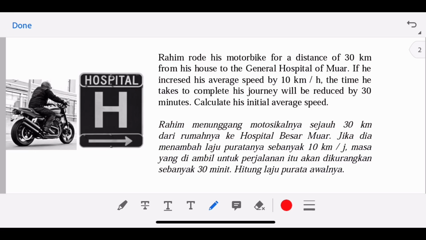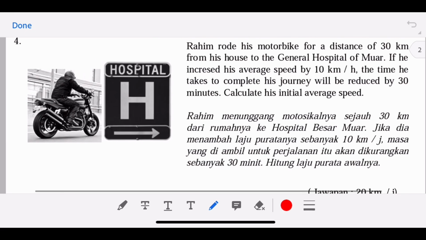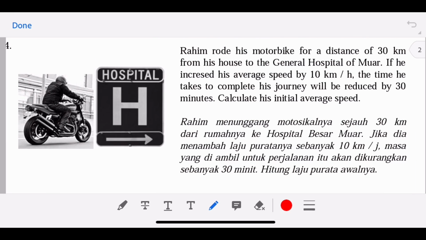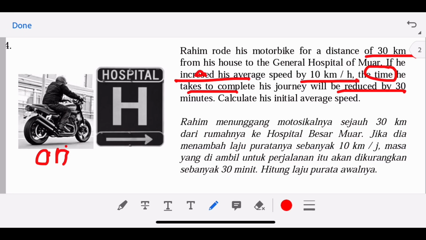Rahim rode his motorbike for a distance of 30 kilometers from his house to the General Hospital of Moa. Okay, it's a story again, 30 kilometers, highlight. The distance is 30 kilometers. If he increases his average speed by 10 kilometers per hour, the time he takes to complete his journey will reduce by 30 minutes. Calculate the initial average speed.